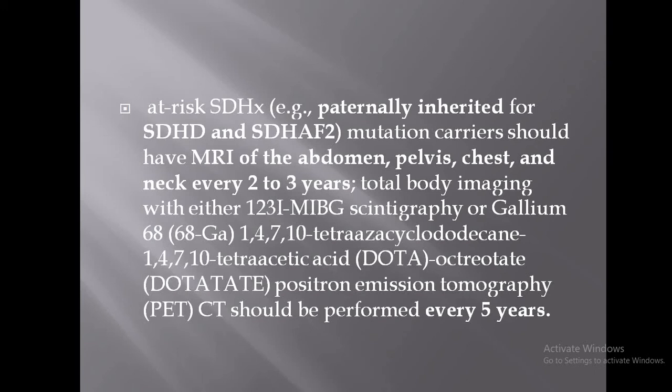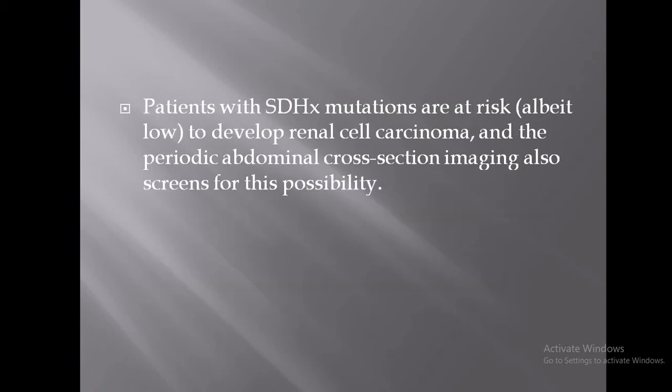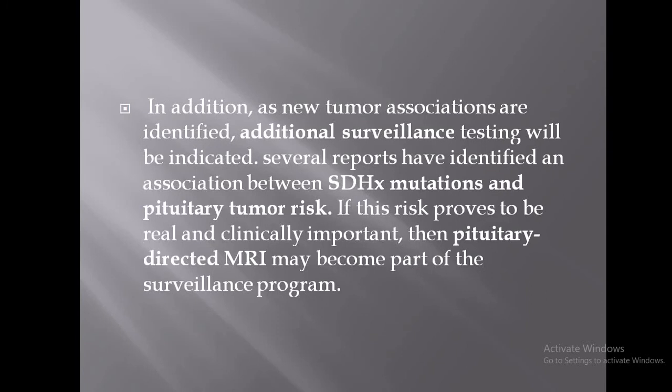At-risk SDHX mutations are, for example, SDHD and SDHAF2 mutations. SDHX mutation carriers are at risk of developing RCC, renal cell carcinoma, and periodic abdominal cross-section imaging also screens for this possibility. So they need to be screened for renal cell carcinoma as well. As new tumor associations are identified, additional surveillance will be indicated. Interestingly, reports have identified SDHX mutations and pituitary tumor risk. So in the future, if the risk is clinically important, then even pituitary-directed MRI can become part of the surveillance program.